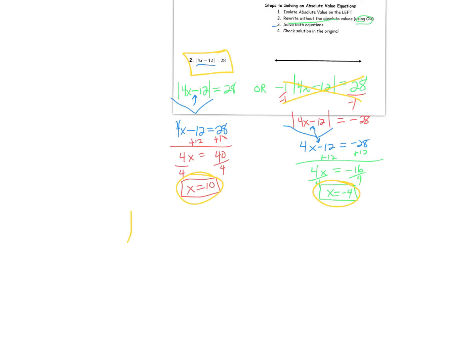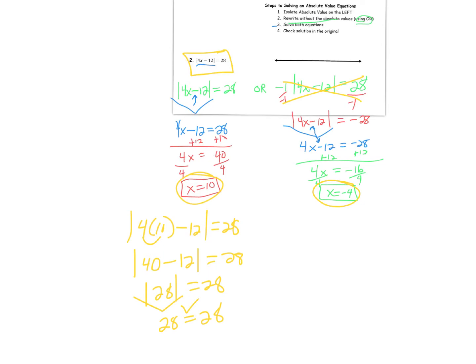Okay, so absolute value of 4 times 10 minus 12 is supposed to equal 28. Absolute value of 4 times 10 is 40. Now remember, your absolute value rules state you cannot snap the absolute value bars until there's one number left inside. Okay. Now let's take down 40 minus 12 is 28. And now take down the absolute value. 28 is equal to 28. So we know we're good there.